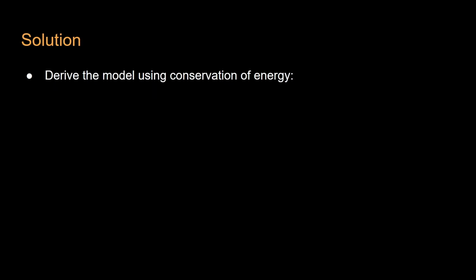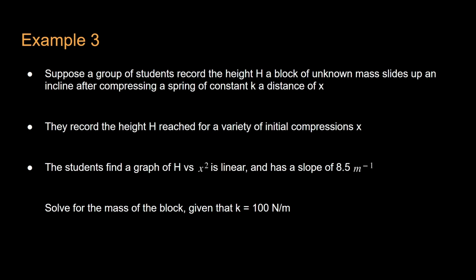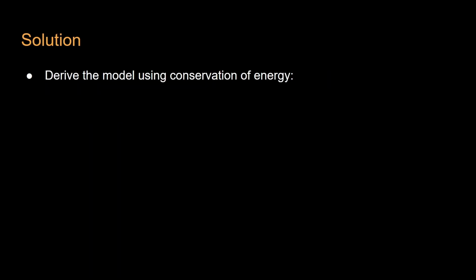So we're actually not given the equation. We know that h versus x squared is linear, but I have no idea what the slope is. Is the slope the mass of the block? Is it 1 over the mass of the block? Is there a pi in there? Is there something else? I don't know. So we've got to derive the model.